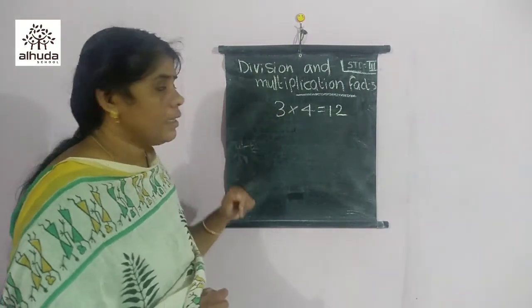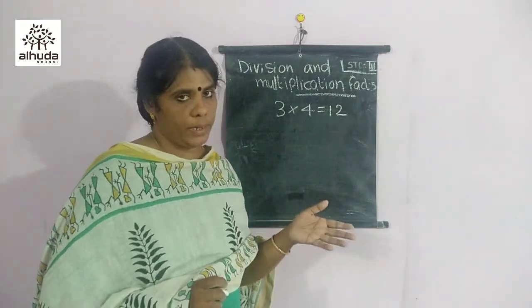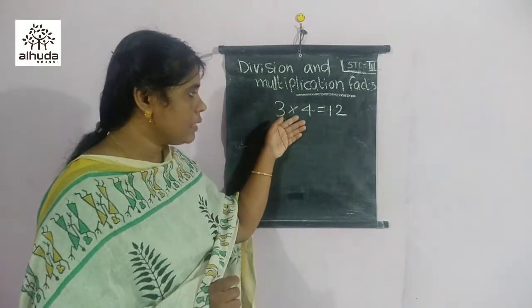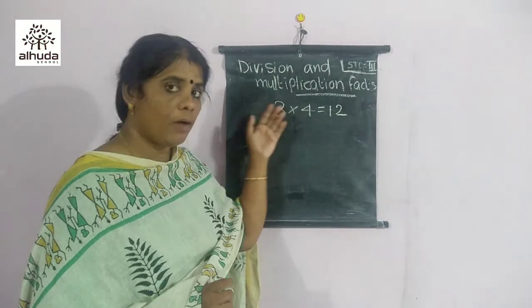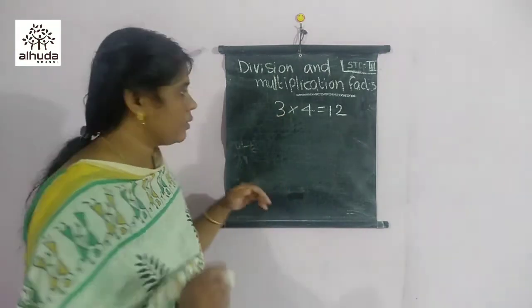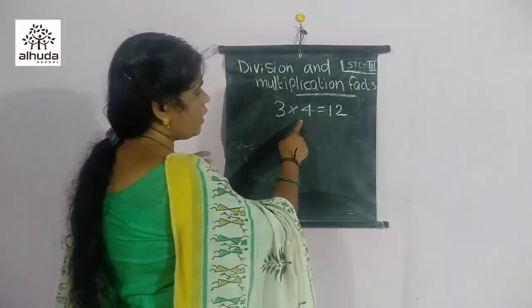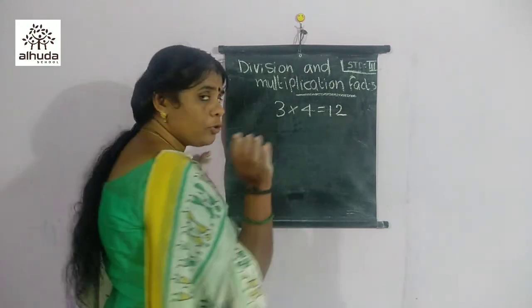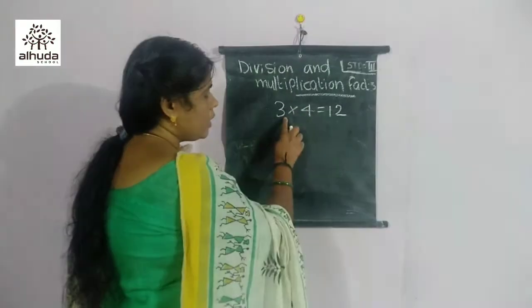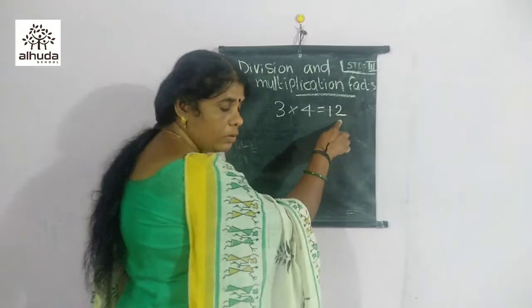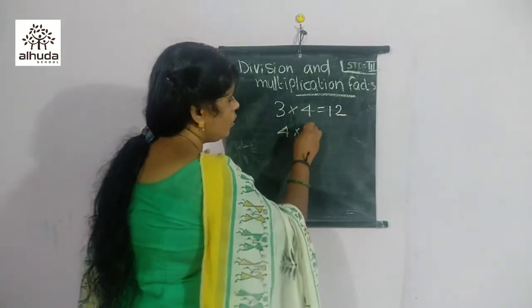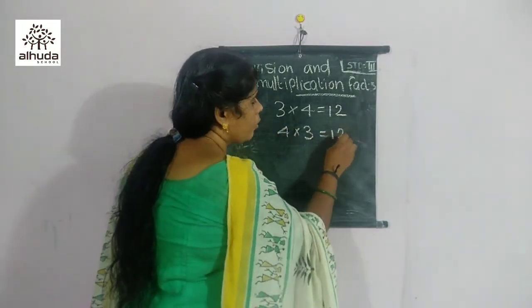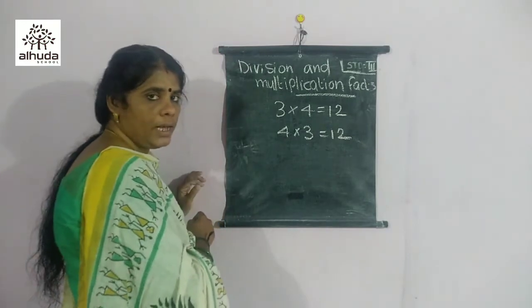Look into that. Division is the opposite of multiplication. So from this multiplication fact, how do we write the division fact? That we are doing now. That is 3 fours are 12. That means two facts will come, because 3 into 4 is equal to 12, then 4 into 3 is also 12. That is the commutative property of multiplication that we learned in the lessons.